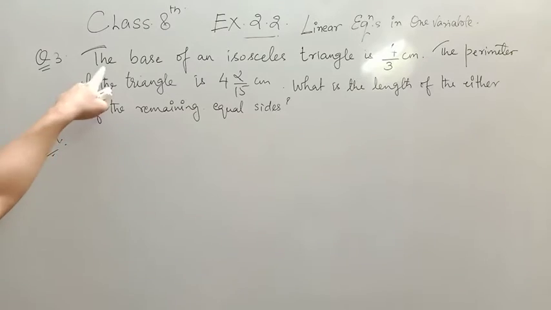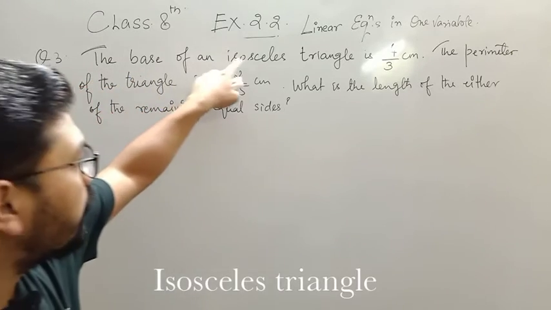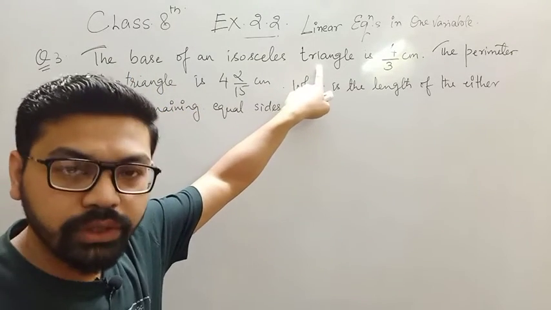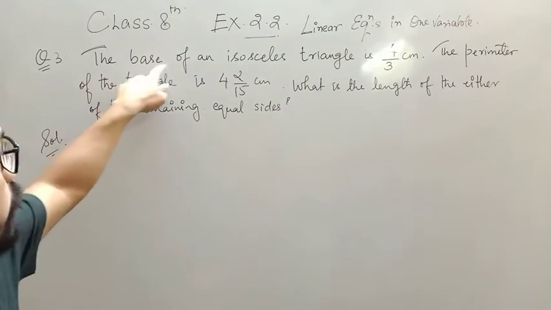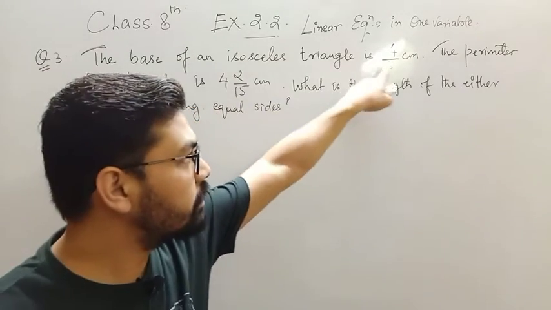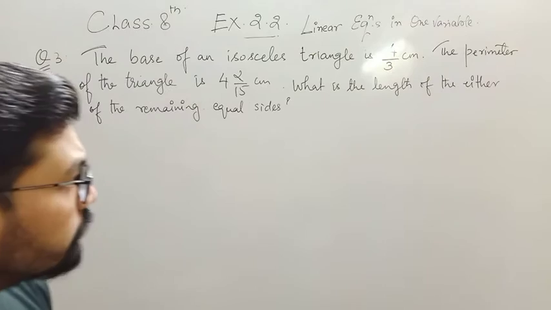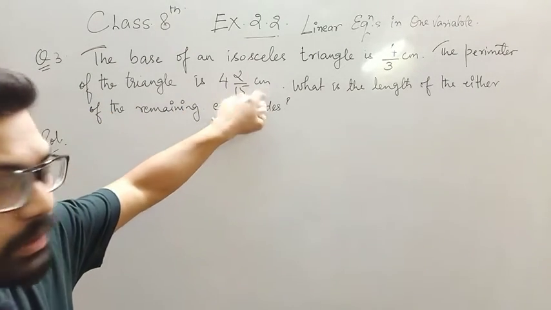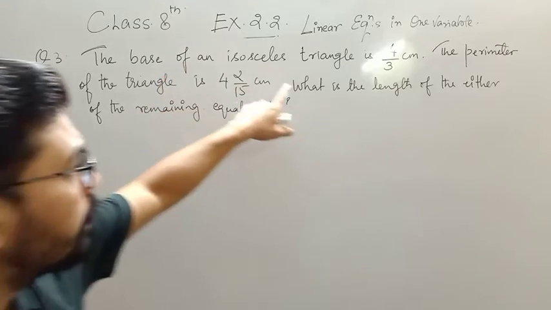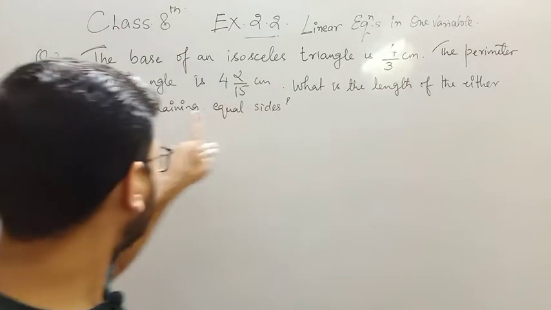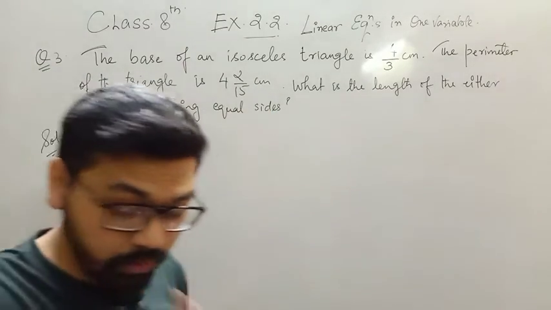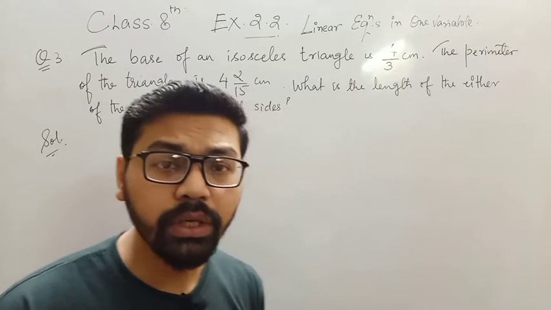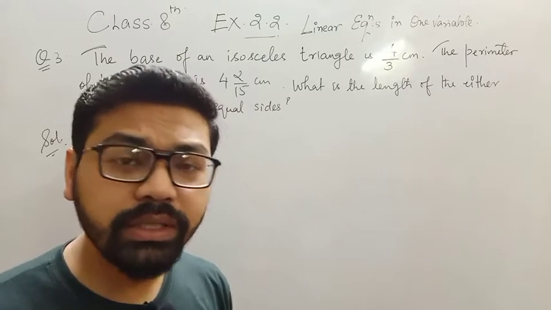Now the third question says: the base of an isosceles triangle is 4 by 3 centimeters. Now what is an isosceles triangle? The perimeter of the triangle is 4 2 by 15 centimeters, it's a mixed fraction. What is the length of either of the remaining equal sides? Before solving this question, we must learn what an isosceles triangle is.